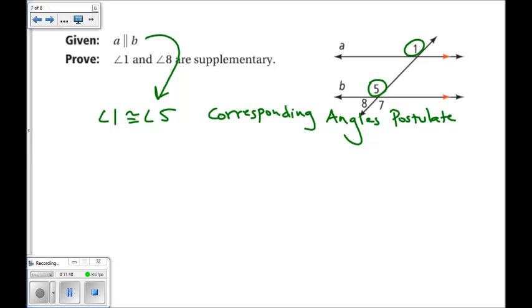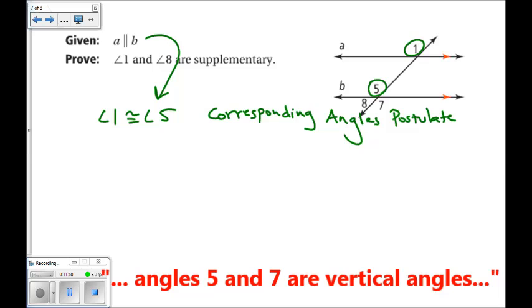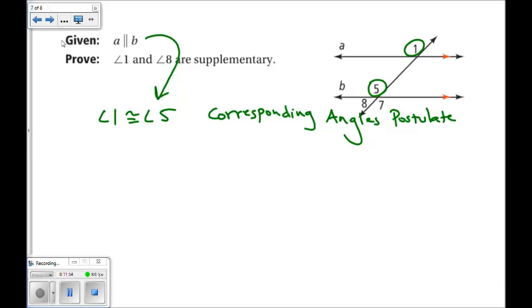Okay, and it is true that angles 5 and 6 are vertical angles, but that doesn't help me get to angle 8. Now, what I do know about angles 5 and 8 is that they are supplementary because they're a linear pair. So I know that the measure of angle 5 plus the measure of angle 8 is equal to 180 because they're a linear pair.